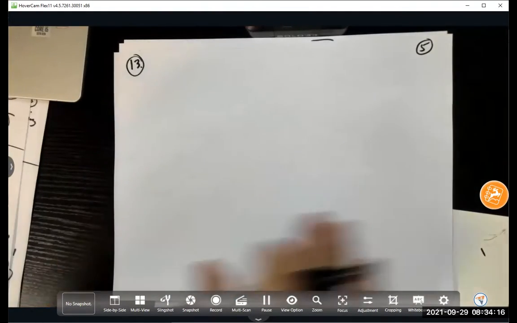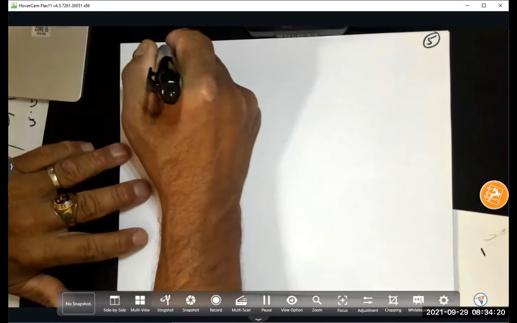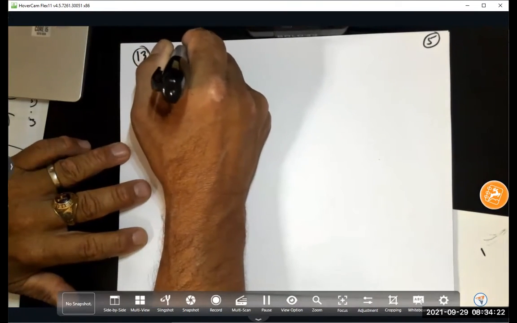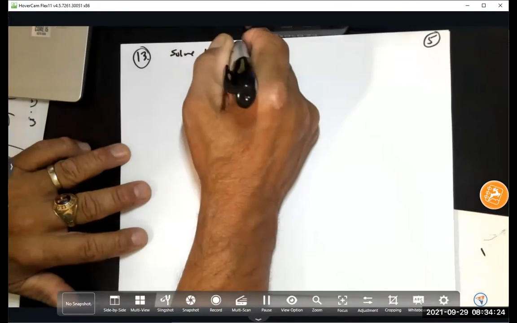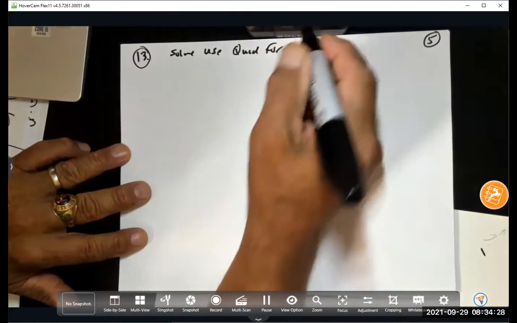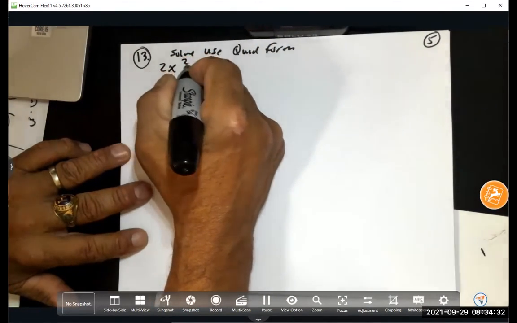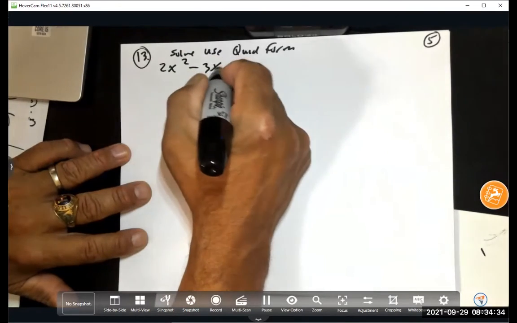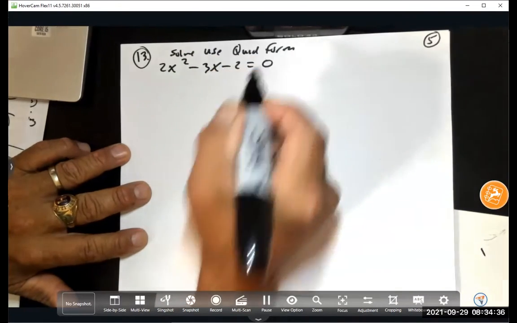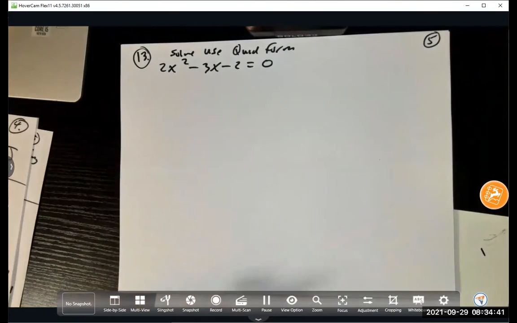All right, ready? So this one, let me see. It's going to say solve, use the quadratic formula. Okay, so this is going to be 2x squared minus 3x minus 2 equals 0. So then I change the number. Instead of 1, I put a 2. You see that right there?